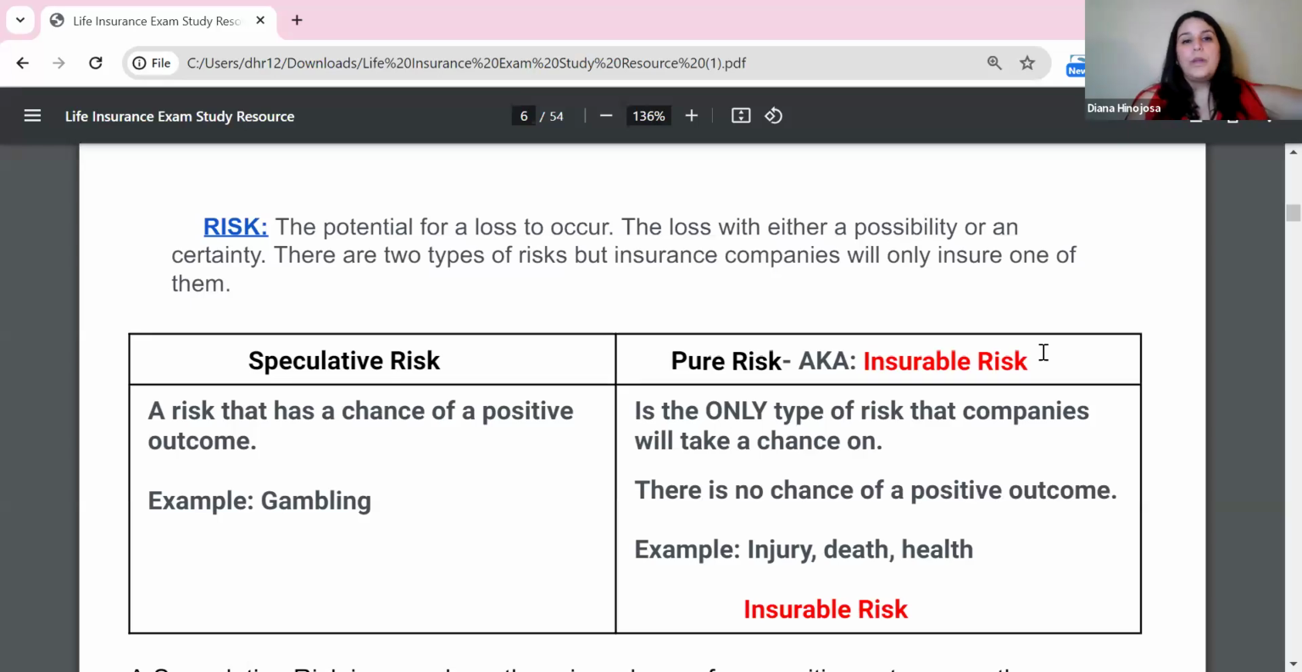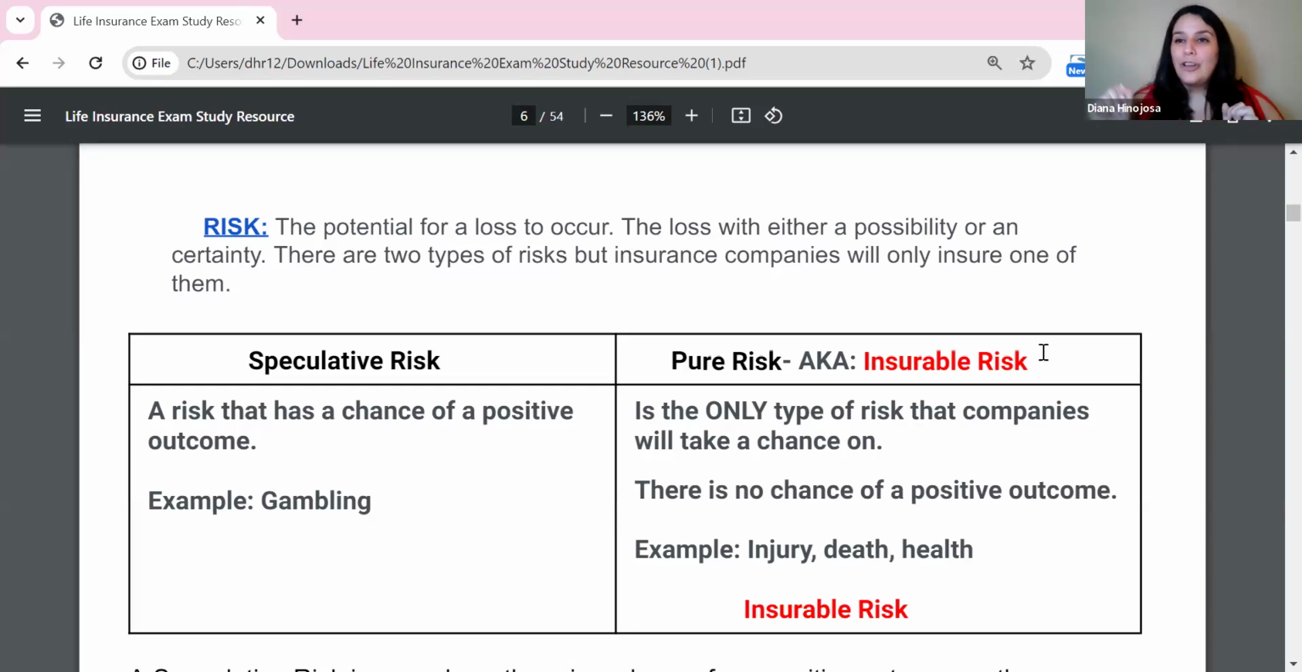Speculative risk. We don't like this type of risk in the insurance industry. We don't make money off of this risk. There is a chance of a positive outcome, and we don't like that. We like it when the odds are totally in our favor when we're going to make a bet. An insurance policy is a legal bet. So speculative risk, gambling, for example, we do not insure gambling because there's that chance that you could buy that one ticket that makes you a millionaire. Too good of a risk.